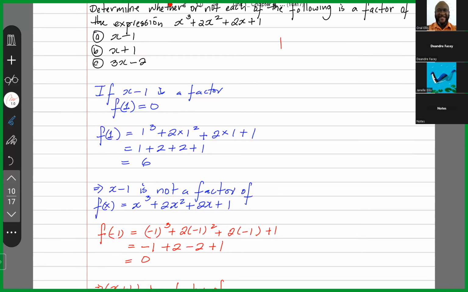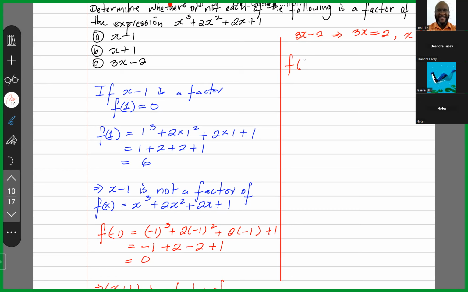All right, let's do the last test. We want to see if 3x minus 2 is a factor. Now, 3x minus 2, therefore 3x is equal to 2, or x is equal to 2 over 3. Now, if 3x minus 2 is a factor of the expression, f of 2/3 would be equal to 0. So let's find f of 2/3.